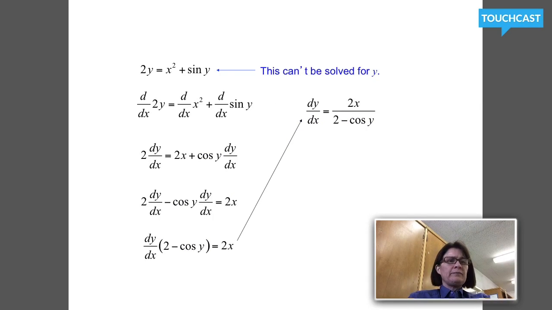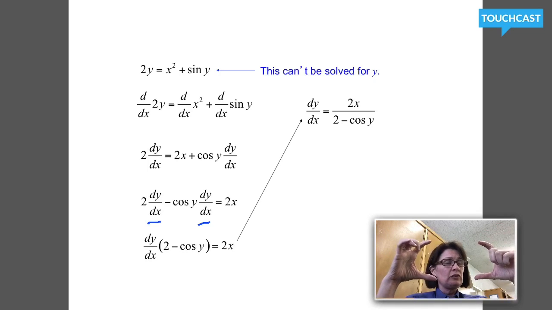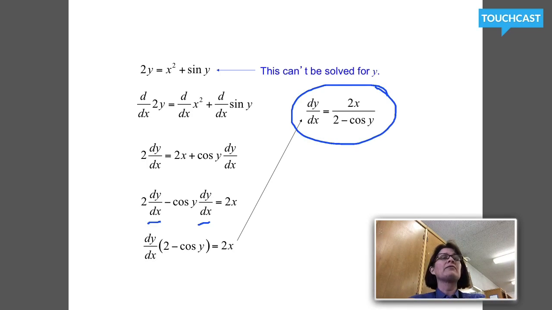The way to isolate that dy/dx is to factor it out. The dy/dx is common to this term and this term, so I factor it out. Now when I want to isolate dy/dx, notice dy/dx is being multiplied by the quantity 2 minus cosine y. So in order to isolate dy/dx, I'm going to divide both sides by 2 minus cosine y. So I've isolated my dy/dx, and notice again we have a slope that's a function both of x and of y.